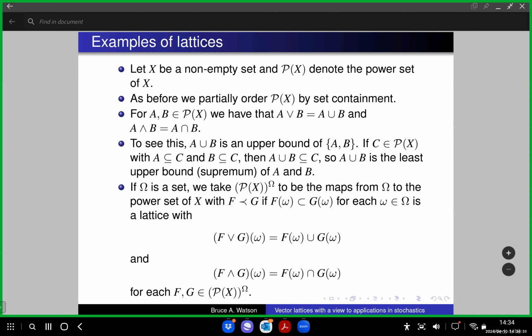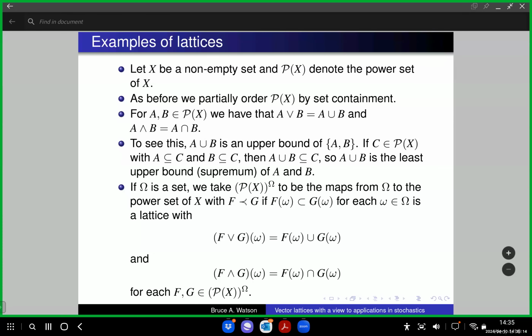A more abstract example of a lattice. How about we take Ω to be a set, and we've got X as above, and we've got the power set as above, and we take the maps from Ω into the power set of X. So for each little ω in Ω, we associate some subset of X. And we can partially order the space with F less than or equal to G if the set F(ω) is a subset of G(ω) for each ω in Ω.